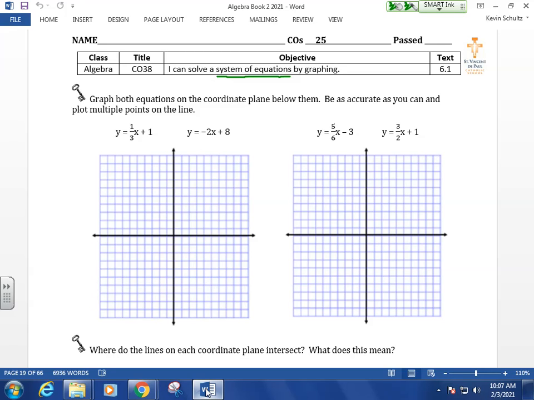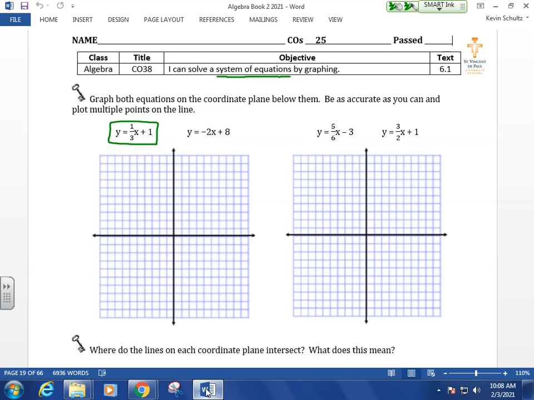When I prefaced Unit 5, I said that the word system means more than one. We've solved equations like this before, just y equals 1/3 x plus 1. Someone give me an ordered pair, a solution to that equation. First one you can find. Ready, set, go.